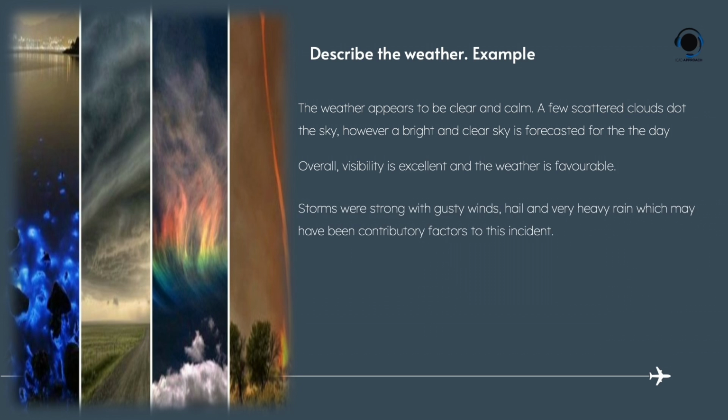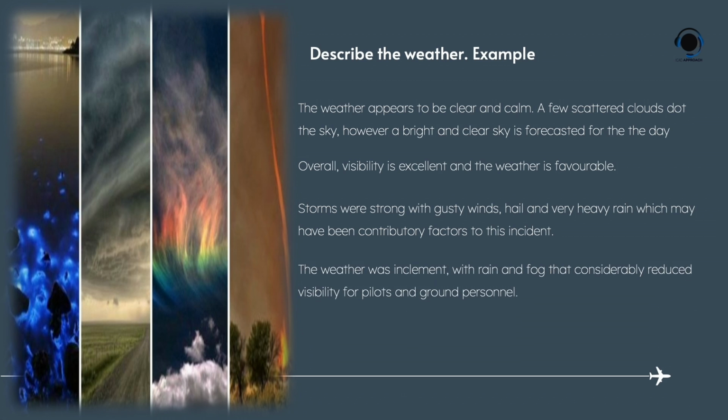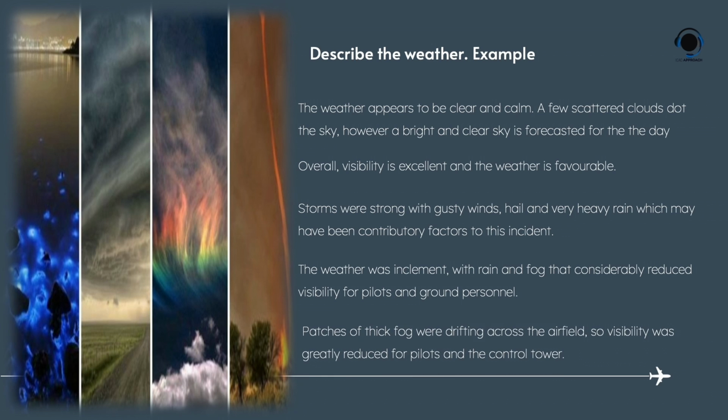Storms were strong with gusty winds, hail, and very heavy rain, which may have been contributory factors to this incident. The weather was inclement, with rain and fog that considerably reduced visibility for pilots and ground personnel. Patches of thick fog were drifting across the airfield, so visibility was greatly reduced for pilots and the control tower.